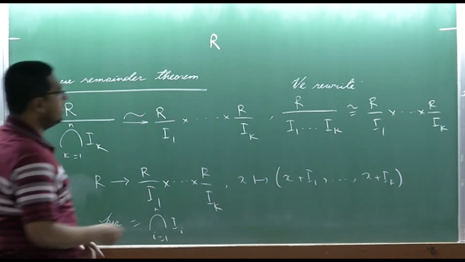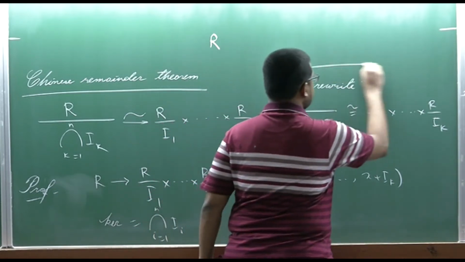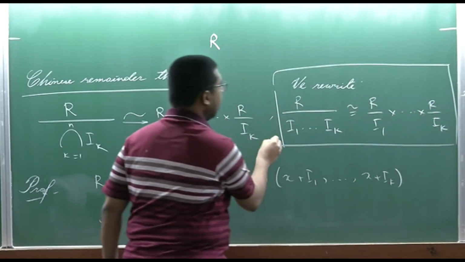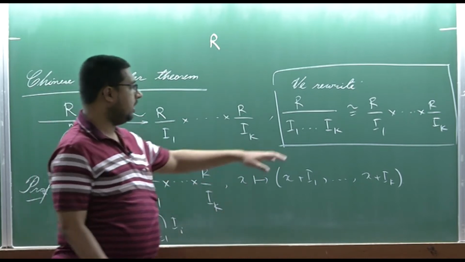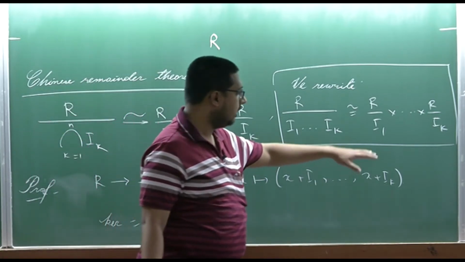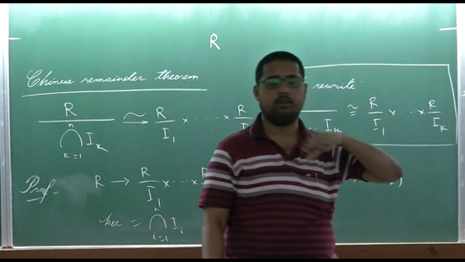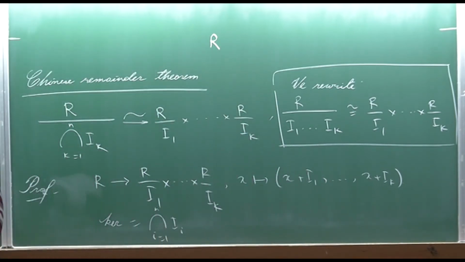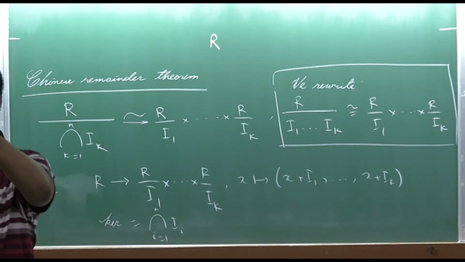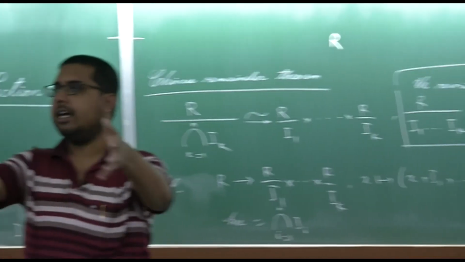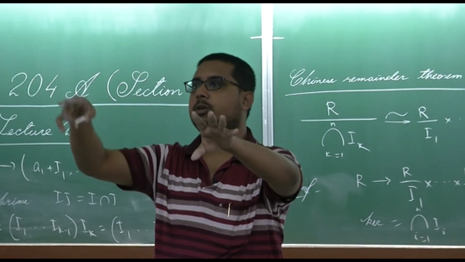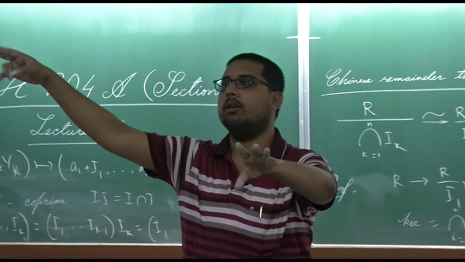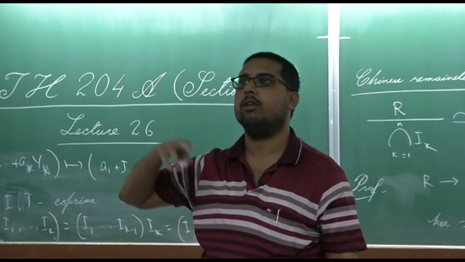And this form, you must be able to immediately recognize, is basically the generalization of something that we have seen earlier, namely: if n1 up to nk are pairwise co-prime integers, then Z modulo the product n1 up to nk Z is isomorphic to Z modulo n1 Z direct sum Z modulo n2 Z, and so on.